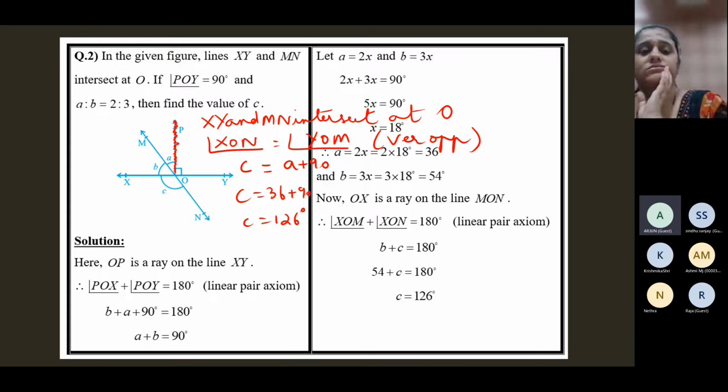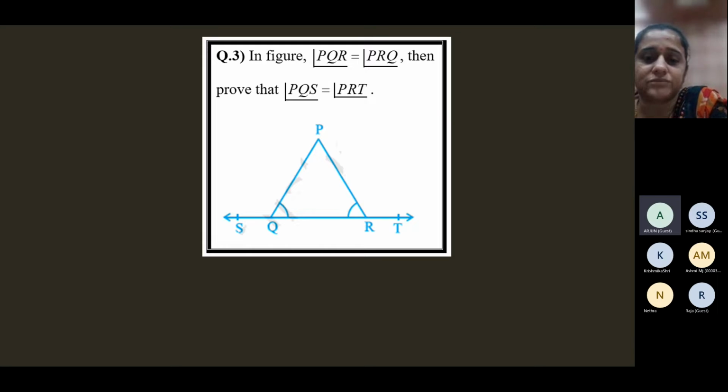Done, children? Completed? All right. So we can also work it like this. Vertically opposite angles are equal. Now there's a very simple proof. In this figure, children, it's given that PQR is equal to PRQ. These two angles are equal, all right? You'll have to prove that PQS is equal to PRT. You'll have to prove that these two angles are equal.